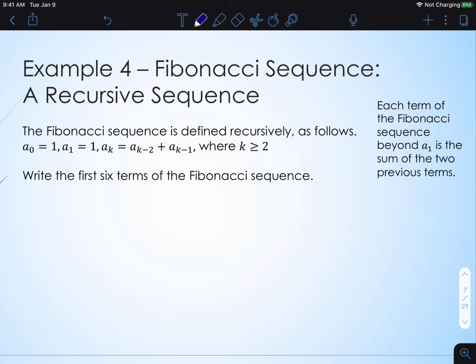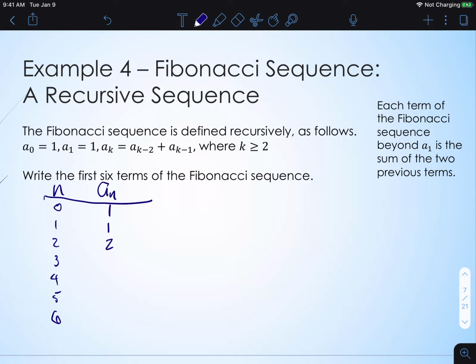Well, we can start off with n being 0, 1, 2, 3, 4, 5, and 6, then we could just go, okay, I know that a sub 0 for the first term is going to be 1. And I know that a sub 1 is 1. But a sub 2 is 1 plus 1, that's 2. Now, we have to go back to the previous 2 for each term.